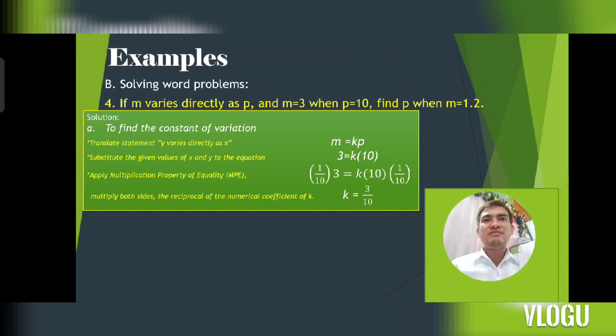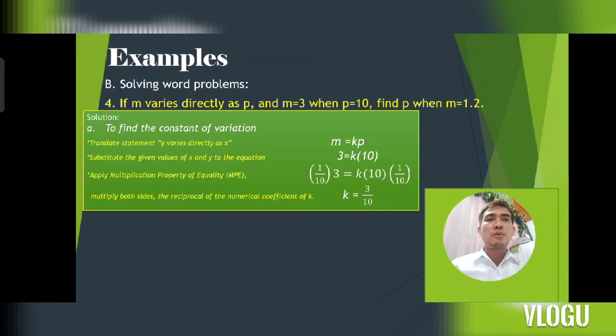Then substitute the given values of x and y to the equation. So we will be using m is equal to 3 and p is equal to 10. So that's why you would have 3 is equal to k times 10. Apply multiplication property of equality or MPE. So multiplying both sides, the reciprocal of the numerical coefficient of k. What is the numerical coefficient of k there?